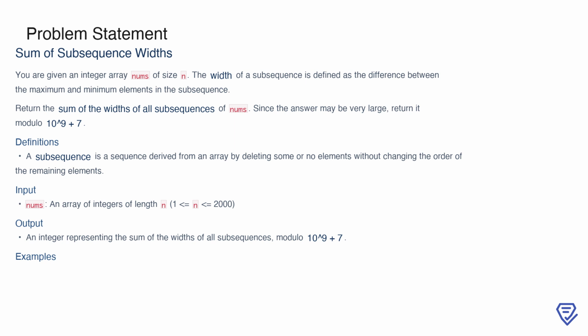For the input, we're given an integer array nums of length n, where n is between 1 and 2000, and each element of nums is between 1 and 10 to the power of 6. The output will be a single integer representing the modulo result of the sum of widths of all subsequences.